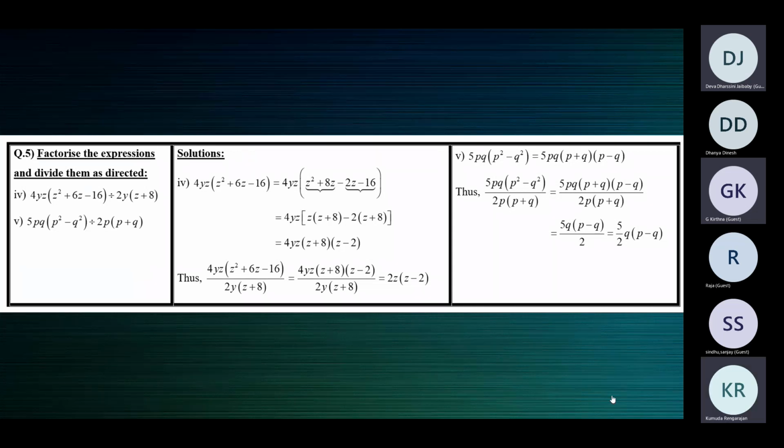Okay, so factorize expressions and divide them as directed. Again, you can see that z squared plus 6z minus 16 can be factorized by splitting the middle term. The 4y, children, this is the numerator. Correct? Write that 4yz as it is. Inside, z square plus 6z minus 16, all the three have nothing in common, so bringing out the common factor is not there.